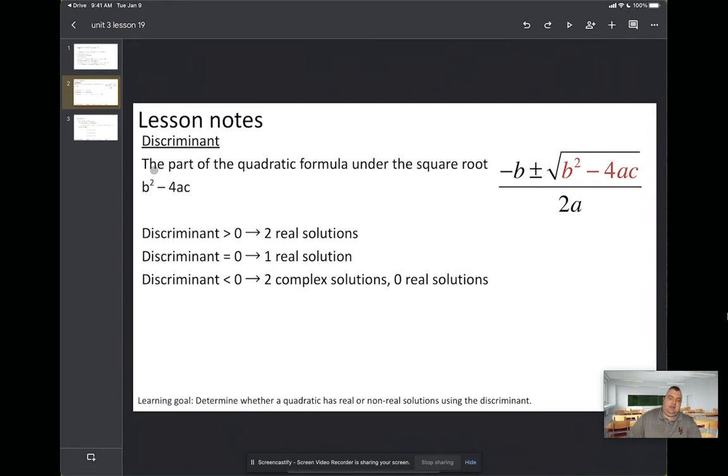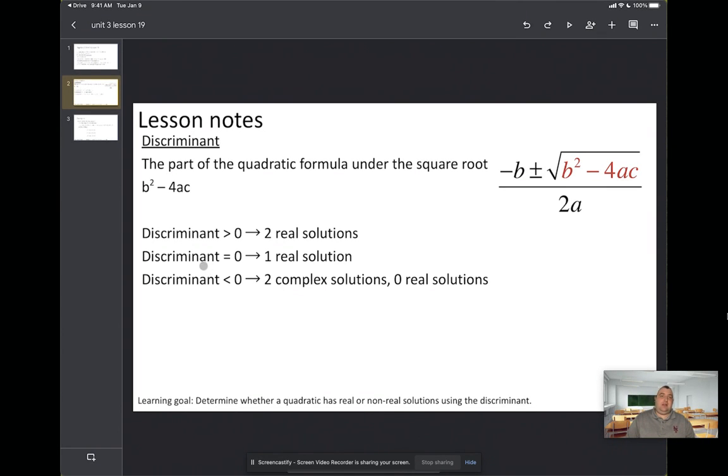And the discriminant, as it says here in the lesson notes, is the part of the quadratic formula that is under the square root. So that's this part right here, the b squared minus 4ac part. And it turns out that the discriminant will actually tell us what type of solutions a quadratic will have.